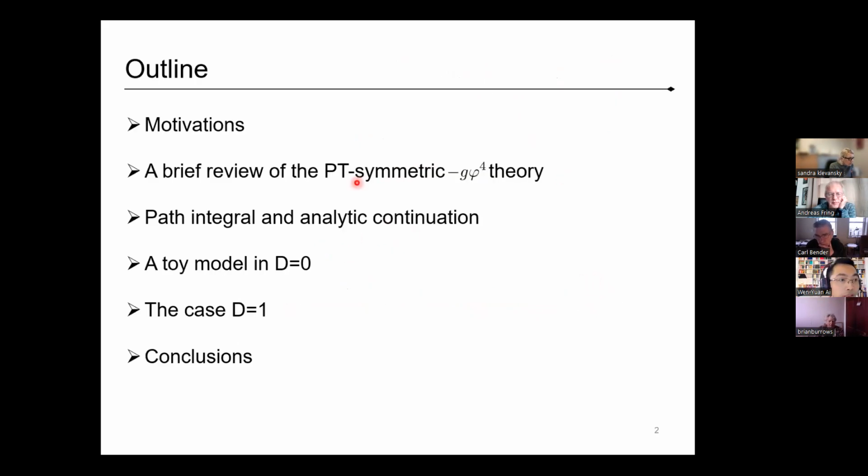Okay. So this is the outline of this talk. I will start with some motivations, and then I will give a very brief review of the PT-symmetric minus g phi^4 quantum mechanics problem. After that, I will discuss the path integral formulation of this theory, and there I will try to propose a relation between the PT-symmetric minus g phi^4 theory and a Hermitian theory with a positive quartic potential. Then we will discuss this relation in a toy model in zero-dimensional space-time, and then discuss the quantum mechanical problem. Finally, I will give my conclusions.